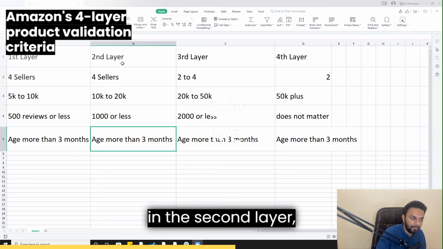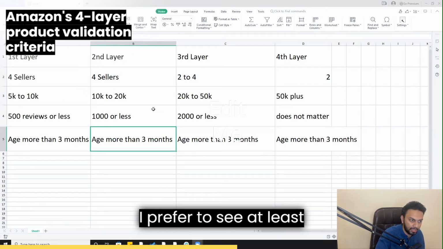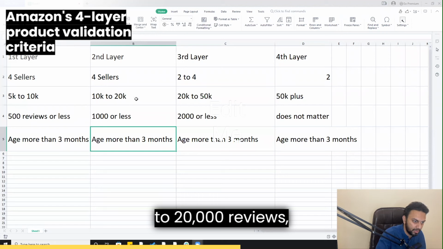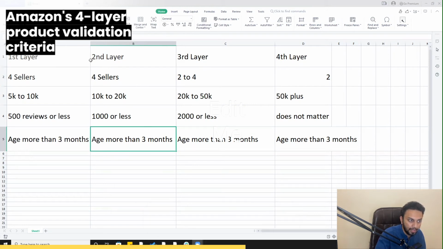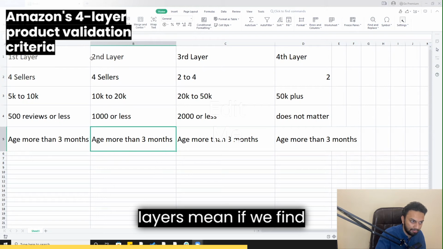Now in the second layer, I prefer to see at least 4 sellers having revenue between 10,000 to 20,000, reviews near to or less than 1,000, and definitely the age is more than 3 months. And what do these two layers mean?